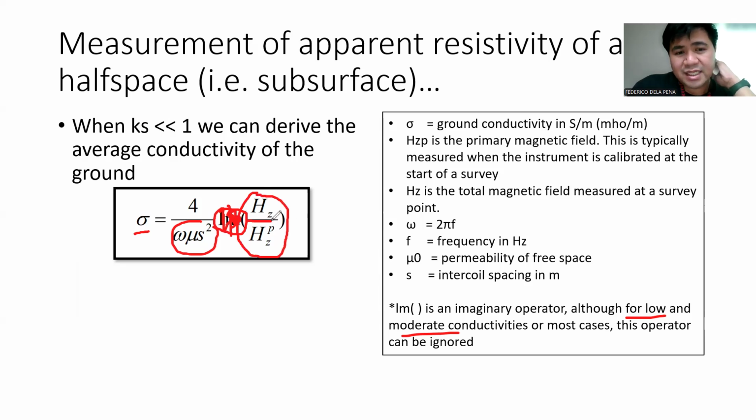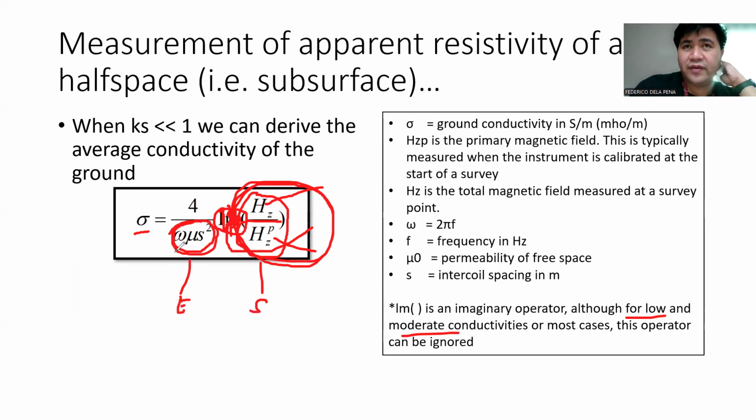So this term, again, is the ratio between the total magnetic field to your primary magnetic field. So this is what you're measuring, okay, in the EM survey. And these ones are the parameters of your equipment. Okay. So equipment, and this is just your survey. And from there, you can calculate the average conductivity of the ground.